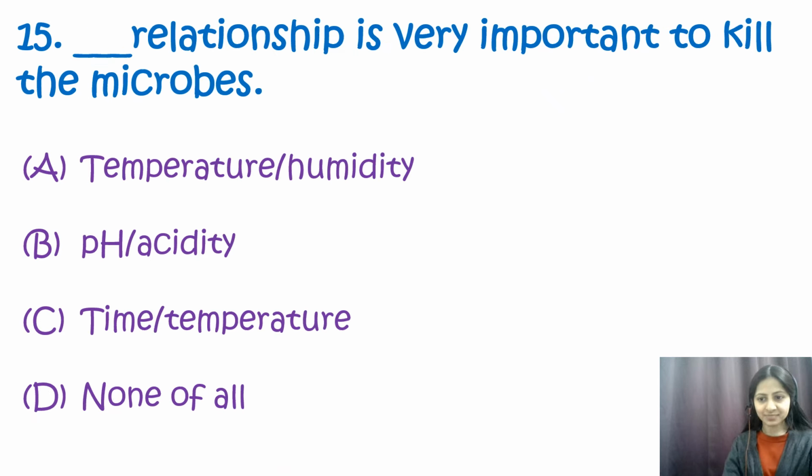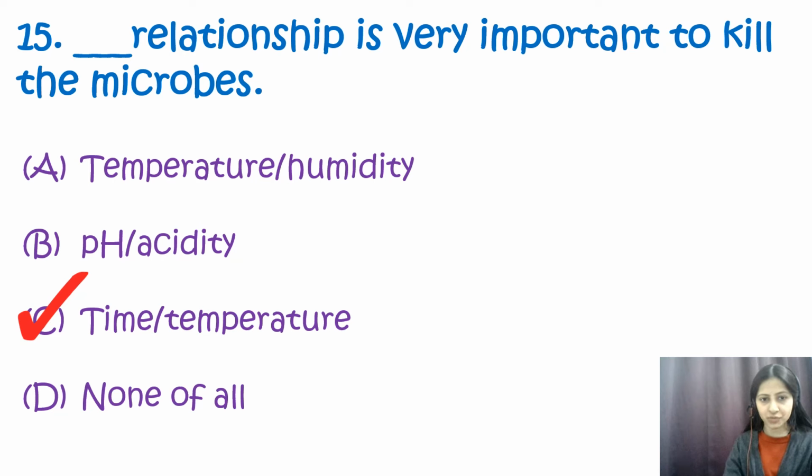Question number 15. What is the relation which is very important to kill the microbes? Options are A temperature humidity relation, B pH acidity relation, C time temperature relation, and D none of the options. So the correct option is number C, that is time temperature relation. This is the relation which is very important to kill the microbes.